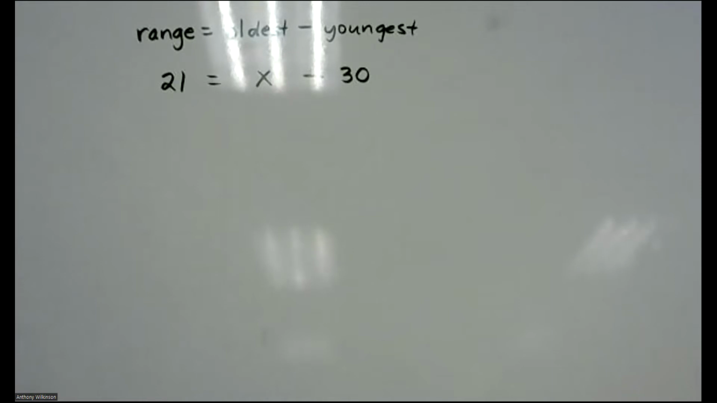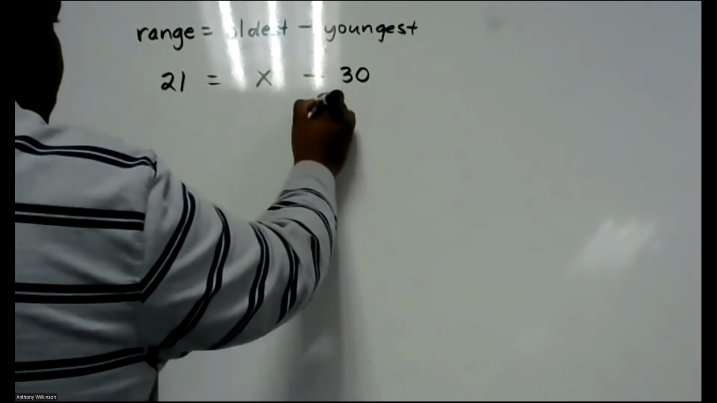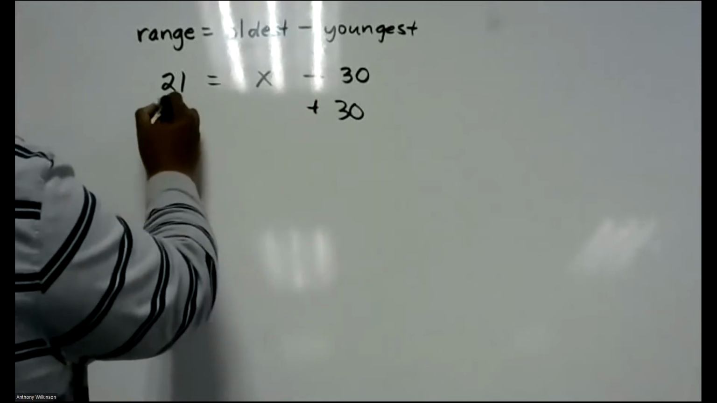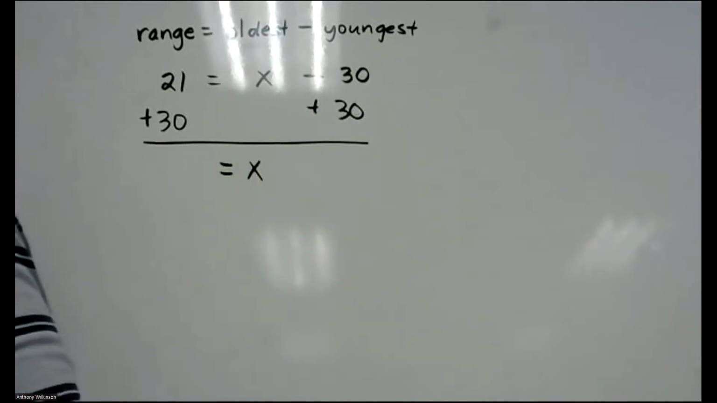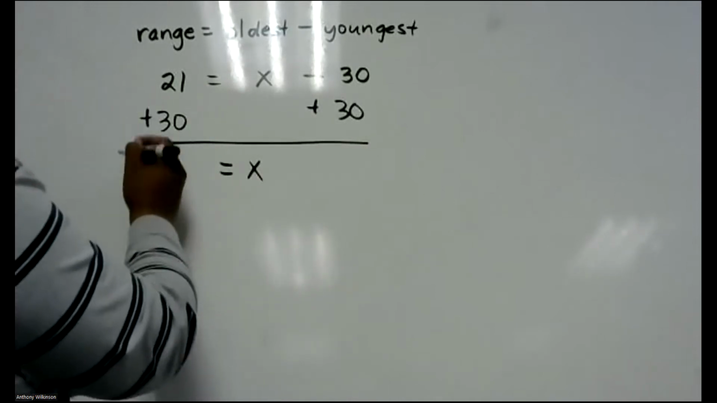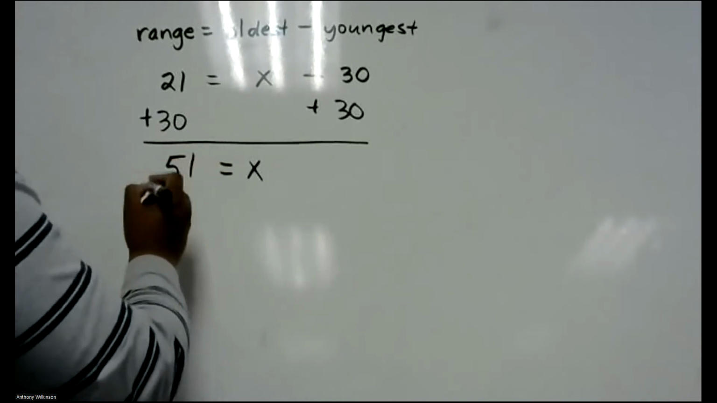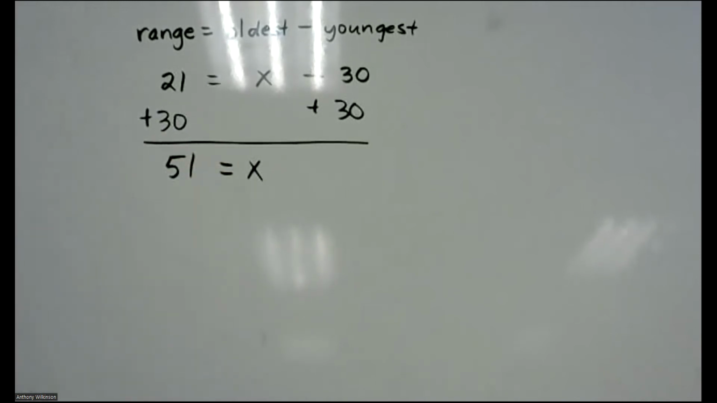Now we can find out what the age of that oldest person is using this equation by solving this equation for X. Here I'm subtracting 30, so I need to add 30 to both sides of this equation. So that means X is equal to 21 plus 30, which will be 51. So in this case here, the oldest person in the company is 51 years old.